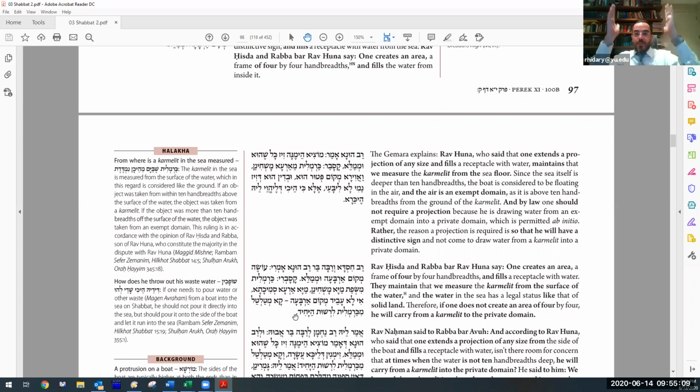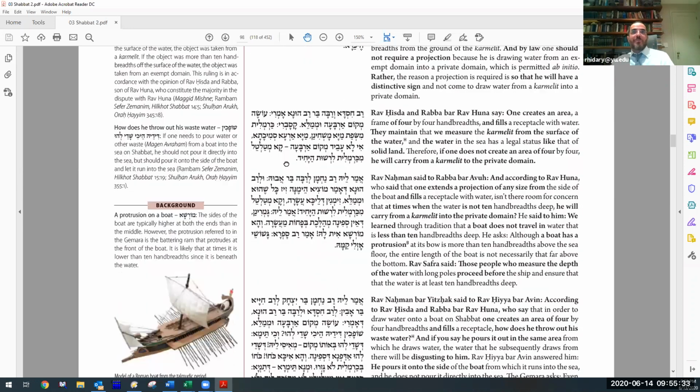By making this box that's 4 tefachim wide and 10 tefachim high, you're creating a reshut hayachid, and you're putting it right adjacent to the edge of the boat, right outside the boat, and so then you're pulling it up within a reshut hayachid. All those walls go all the way down to the floor, and so you're pulling it up within the reshut hayachid, and you just bring it into the boat, so it's all reshut hayachid. So that's a nice, ingenious way to get around it.